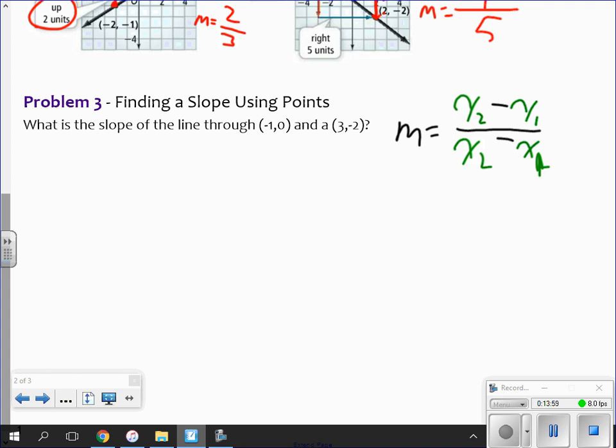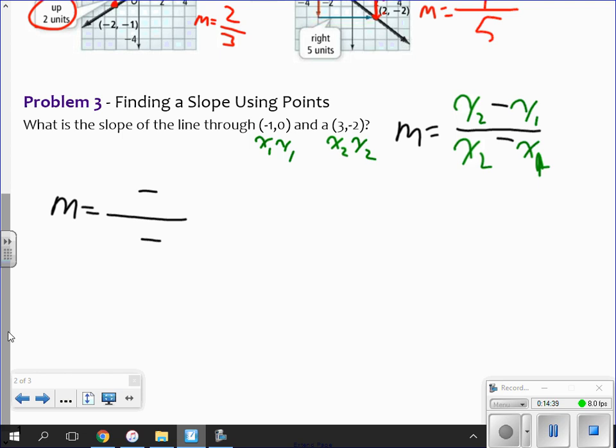Now, in order to make this easy for yourselves and easy to keep straight, label the 2 coordinates. Remember, it's x and then y, so x1, y1, x2, y2. If you label the 2 coordinates you have first and then plug them into the formula, it goes a lot easier. You're less likely to make a mistake. And plug in the numbers.